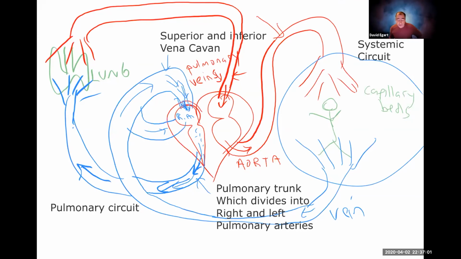So this is your basic main circuits. There's a couple of other circuits you need to know. The heart muscle itself is incredibly metabolically hungry. It needs a lot of oxygen to keep pumping. And you need to make sure that it gets its supply. It's like, the plane's going down, the oxygen mask drops, you put the oxygen mask on yourself, so then you can help the other people.